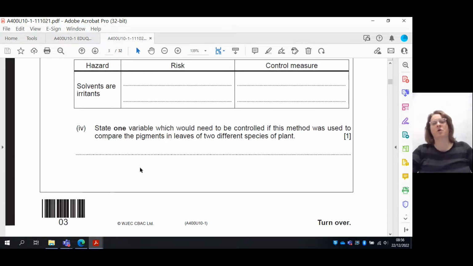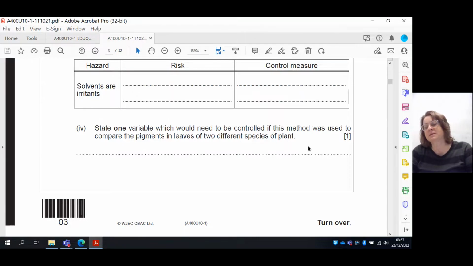State one variable which you'd need to control that is used to compare the pigments in leaves of two different plants. So if you were to do spinach versus grass or spinach versus lettuce, what do you need to keep the same in order to have that same level of rising? You need the composition of the solvent itself. You remember the hexane, propanol, acetone and alcohol, trying different combinations of solvents that work best. I think I've described to you how long the technicians and I have tried to make this work as well as possible.